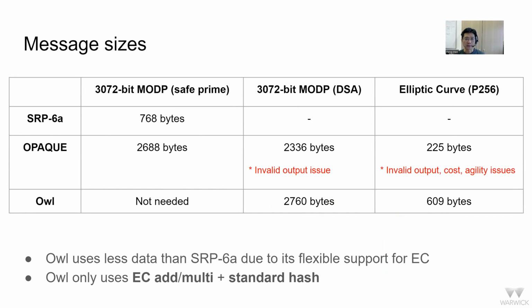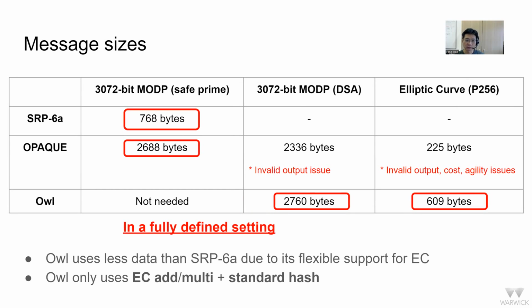Next is the message sizes. Again, we only look at the size in the fully defined setting. And in the fully defined setting, as you can see, OWL actually requires the least amount of data because of its flexible support for the elliptic curve setting. This is because OWL only requires two operations on the elliptic curve. One is addition, another one is multiplication. And OWL also requires only standard hash functions, so nothing else.